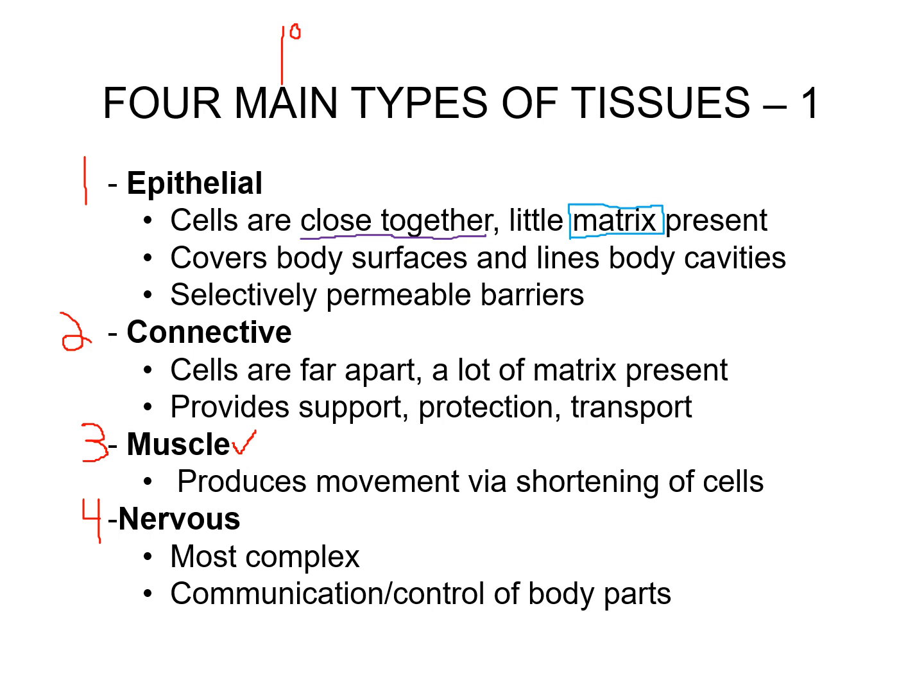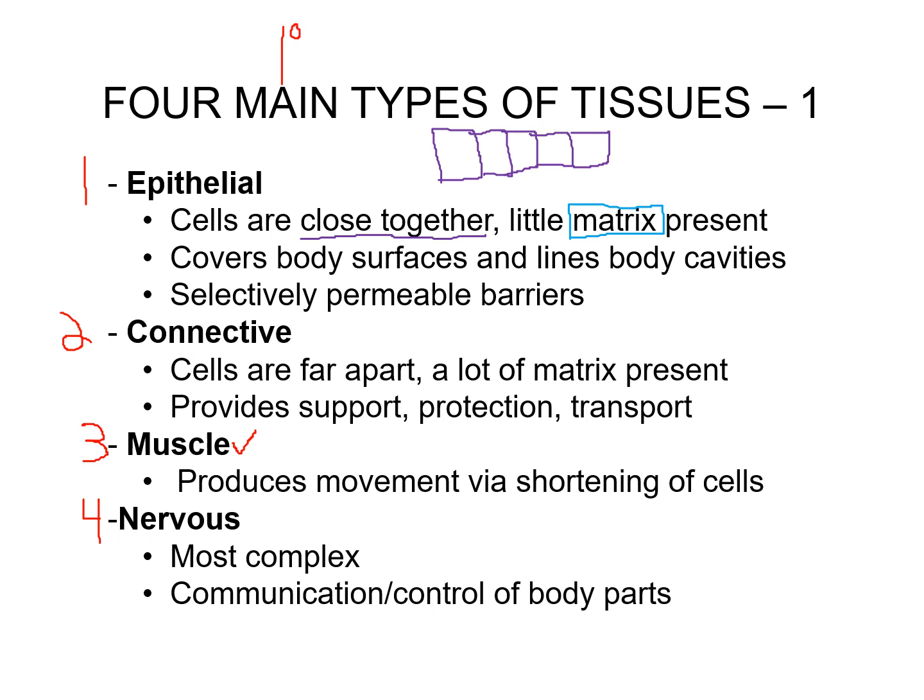So if I was to draw cells, let's draw a bunch of cuboidal cells that look like little cubes. You can find these in certain parts of your kidney. And this is what the epithelial tissue looks like. It's just a whole bunch of square cells, and there's really no space in between those squares. They're all kind of holding hands or linking arms together. There's very, very limited matrix.